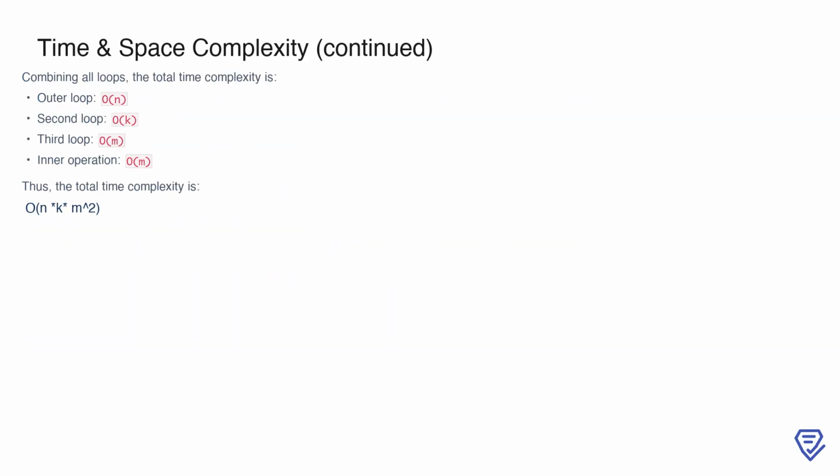When we combine the contributions from all nested loops, we can calculate the total time complexity. The outer loop runs O(n) times, the second loop adds O(k), the third loop contributes O(m), and the innermost operation adds another O(m). Multiplying these factors together gives us an overall time complexity of O(n times k times m squared). This quadratic dependence on m highlights the computational cost of handling large values for the range of potential numbers in the array. While the time complexity is significantly better than a brute force approach, it still reflects the challenges of solving this problem efficiently for large inputs.